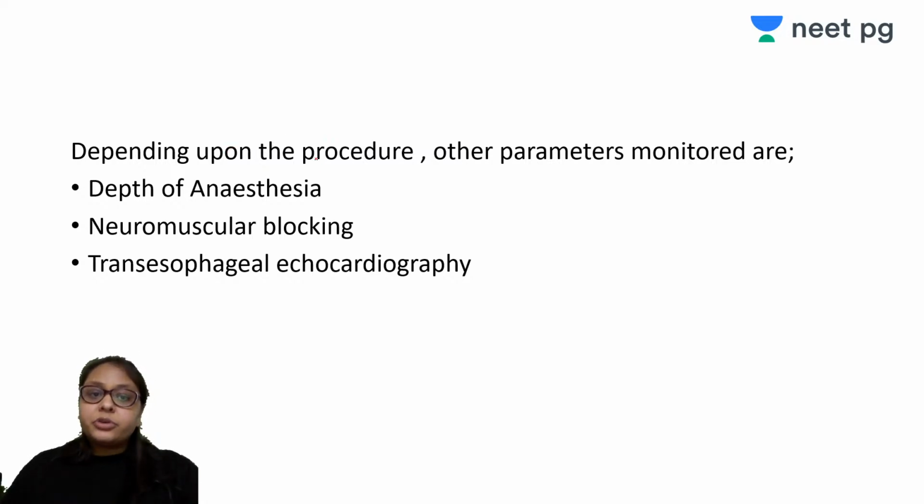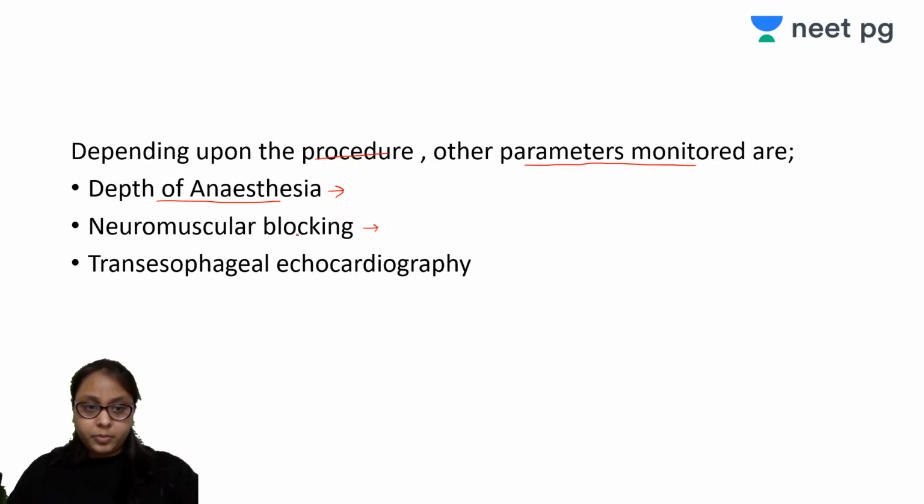Now, according to the procedure, the other parameters which can be monitored are the depth of anesthesia. Is the anesthesia we have given adequate for that patient or not? How can we know that the patient is awake or not? That is through the depth of anesthesia. Now the muscle relaxants which we give, if those are enough or not, for that we have to do the neuromuscular block monitoring.